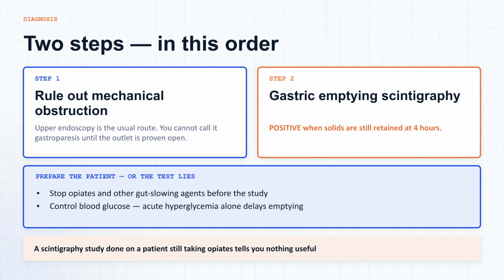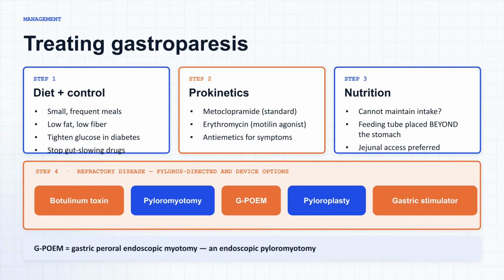Write the order correctly. Treatment starts with diet, small frequent meals that are low in fat and low in fiber. Then prokinetics. Metoclopramide is the standard agent, and erythromycin also works by stimulating motility receptors. Add antiemetics for symptom control. In diabetes, tighten the glucose, and stop every drug that slows the stomach. If the patient cannot maintain nutrition by mouth, place a feeding tube beyond the stomach.